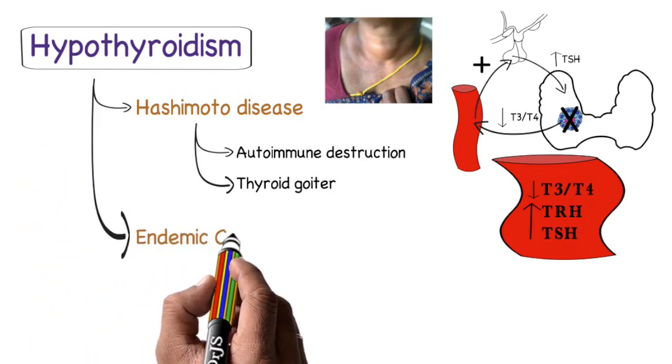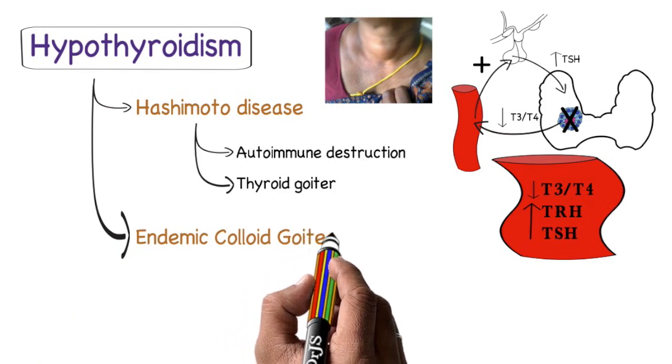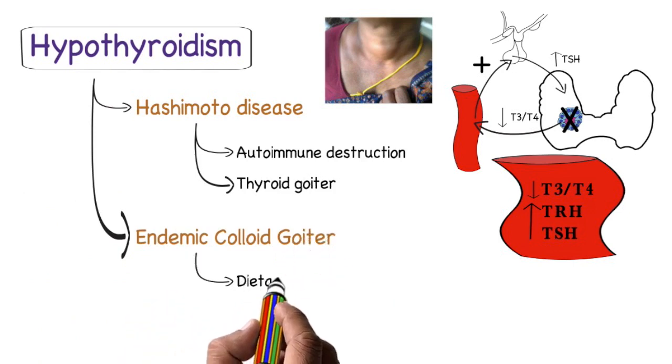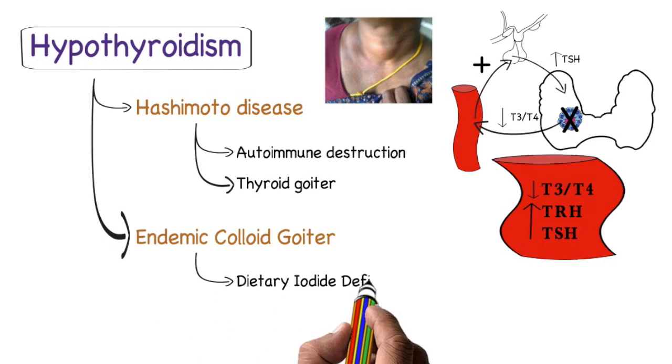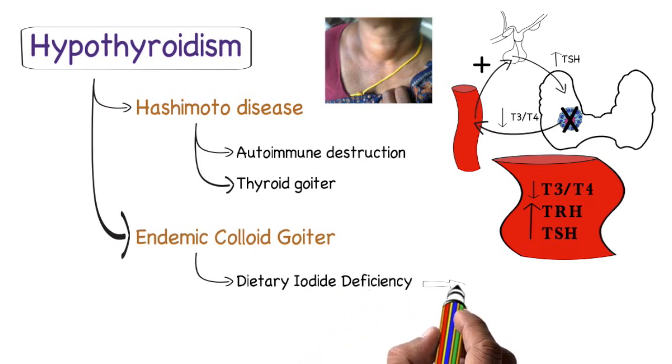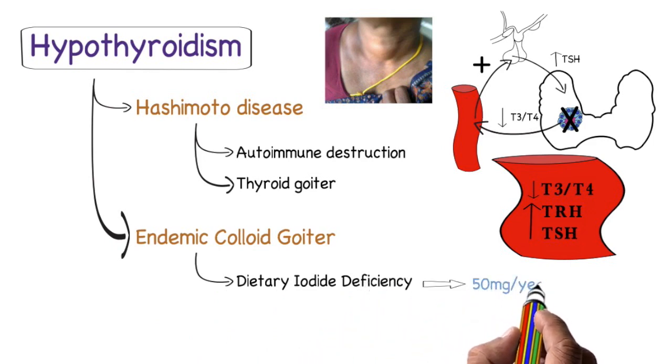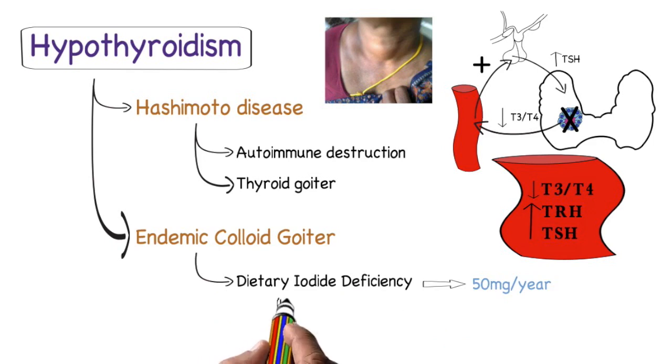Endemic colloid goiter. This condition is caused by dietary iodide deficiency. For normal functioning of the thyroid, 50 mg per year of iodide is required. The people who live near foothills may develop this type of goiter.